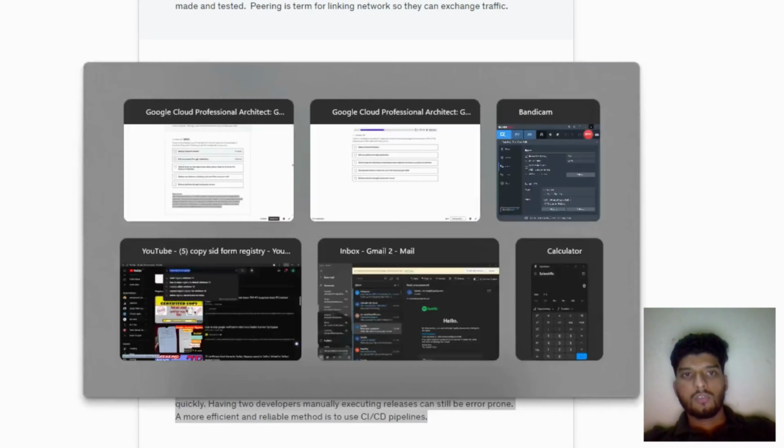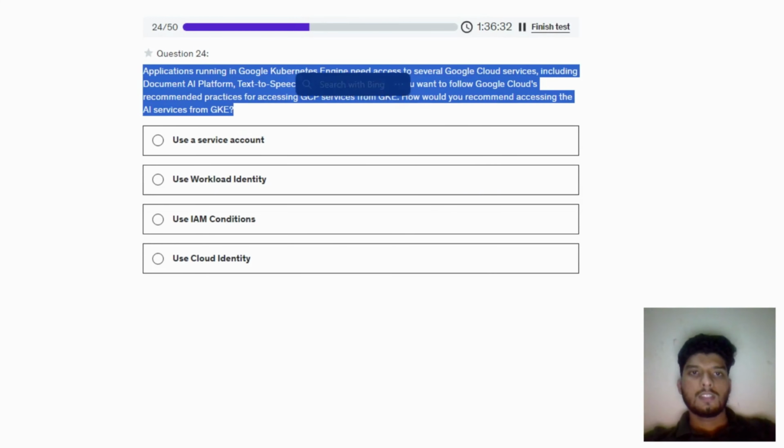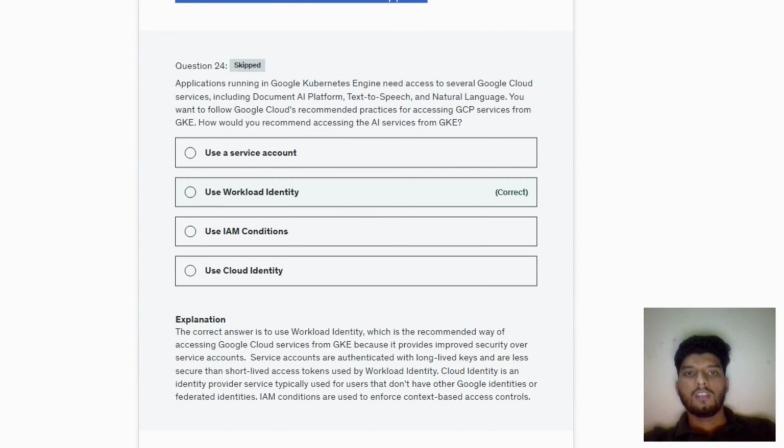And question 24 is: you have to select the right one option, and the right answer is use workload identity. And here is the explanation of why it is option B.